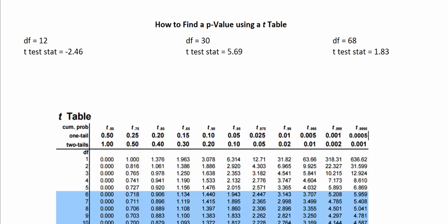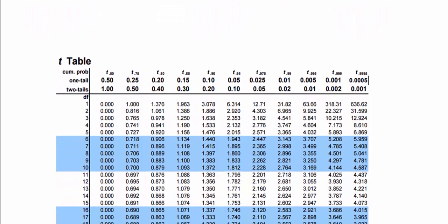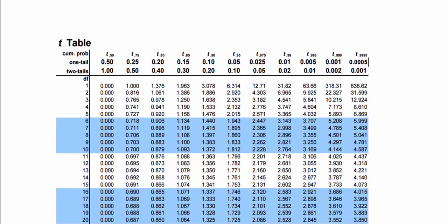Let's suppose our degrees of freedom are 12 and our test statistic is a negative 2.46. We can start by finding our degrees of freedom row. This is 12 on our t-table, and so we want to scroll across this row until we find the absolute value of our test statistic. Notice how all these are positive. That doesn't really matter. We want to just find where our test statistic falls, and we have to use the absolute value of it, which is going to be right here.